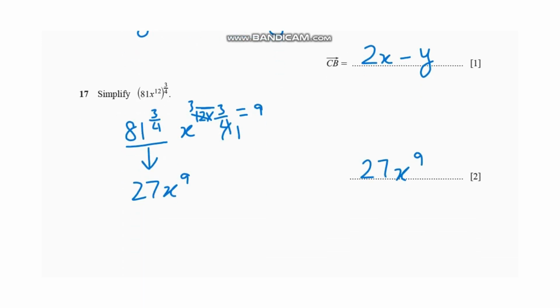Question 17 states 81x to the power of 12, all to the power of 3 over 4. So first we will do 81 to the power of 3 over 4, that will be 27. Then we will do with x, which will be the power 12 multiplied with 3 over 4, that will be 9. So the answer will be 27x to the power of 9.